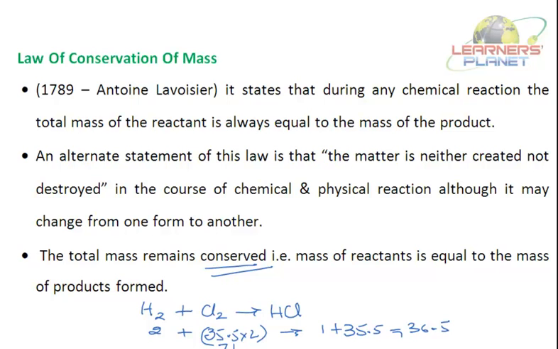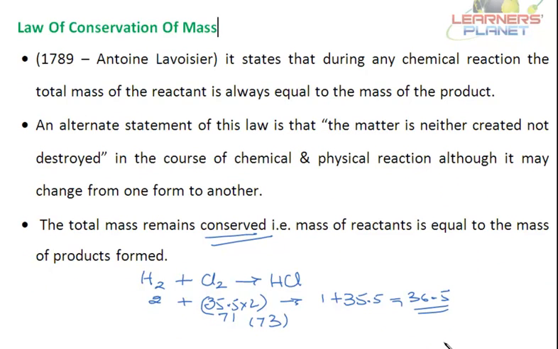So here what has happened? What is the total mass? It's 71 plus 2, 73. And what is it here? It's 36.5. That is, the mass of reactant should be equal to the mass of product. Where has that matter gone? This much mass of matter, where has it gone? Where has that 36.5 gram lost? Matter can neither be created nor be destroyed. Or matter is neither created nor destroyed. So it has to be balanced.